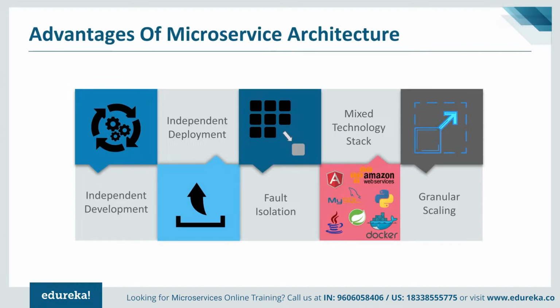Next is mixed technology stack. Because of this feature, teams can pick any technology which fits best for their service, right? And last but not the least, granular scaling, which means that services can be scaled independently. Unlike my monolithic architecture, where I have to deploy multiple instances in order to scale, here I can scale only a particular service. If I have to increase the card service, then I can just scale up the card service instead of scaling up the entire application. So let's move forward.